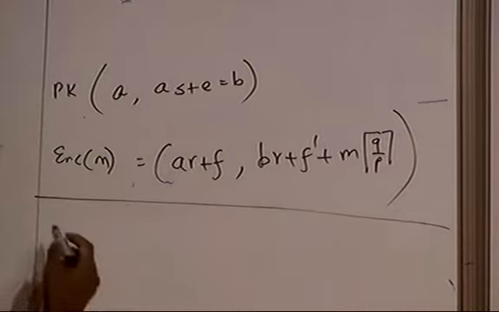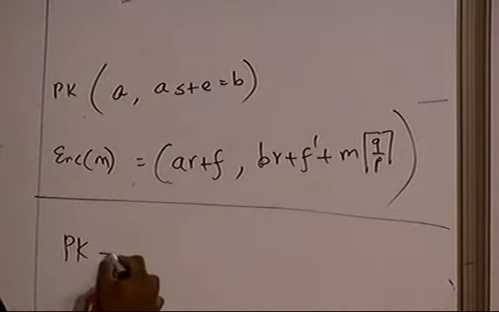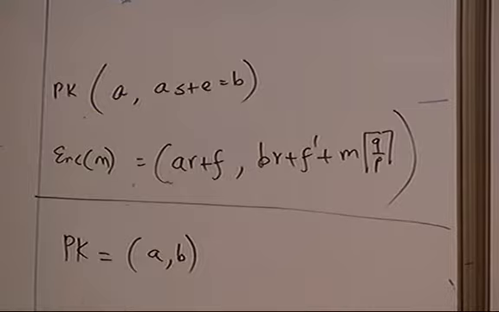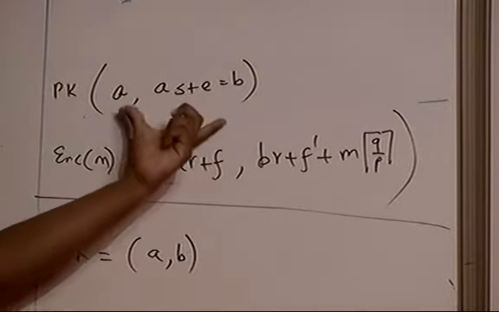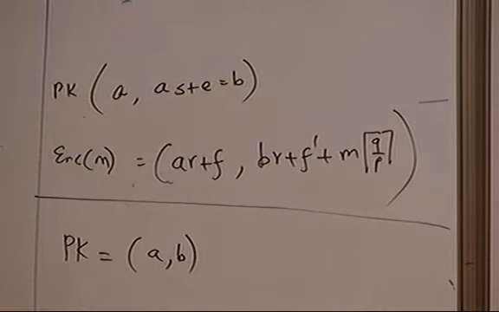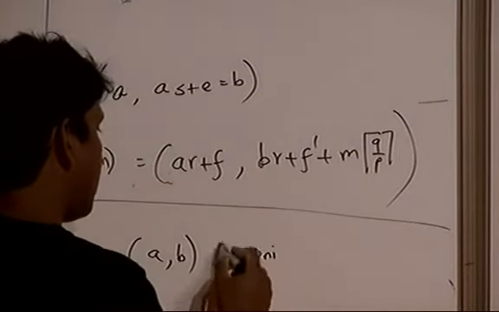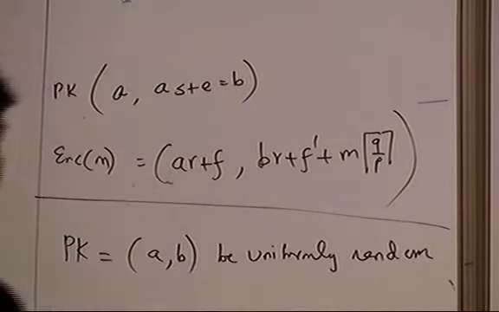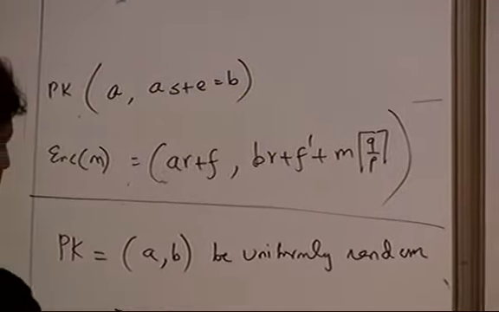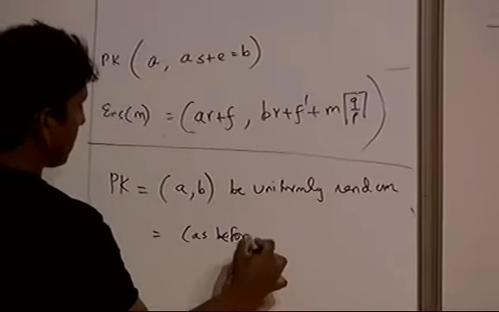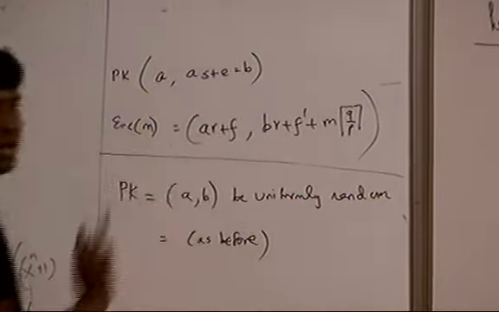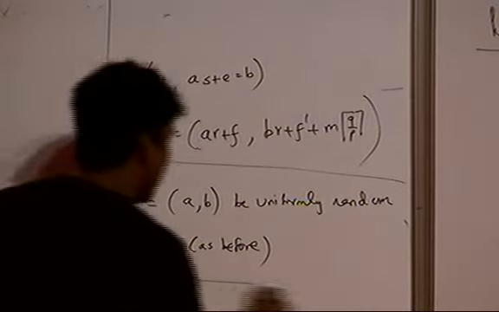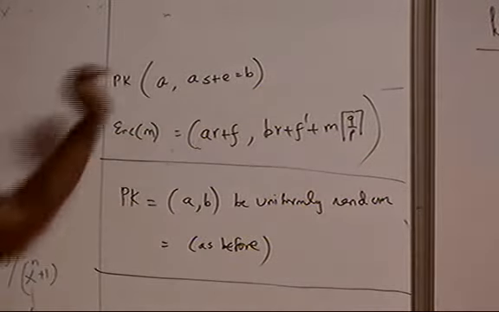The first thing we do is use the hardness of ring LWE on the public key. If you look at the public key, it's supposed to be a ring LWE sample, but it's computationally indistinguishable from a completely random sample. So let this be uniformly random. And then the encryption looks exactly the same as before, namely A times R plus F and this quantity.